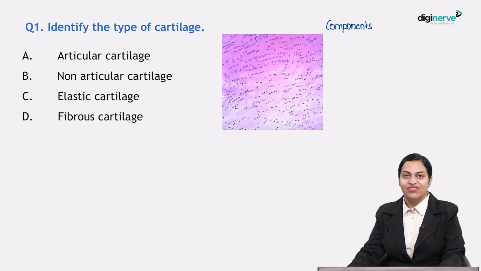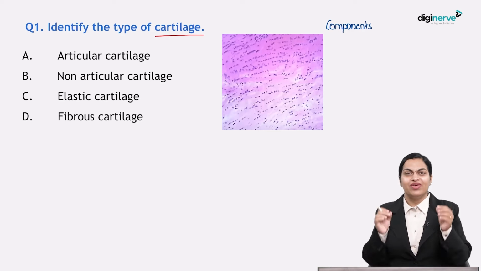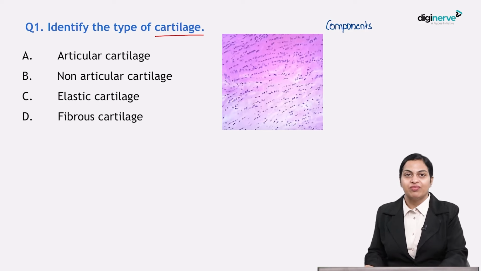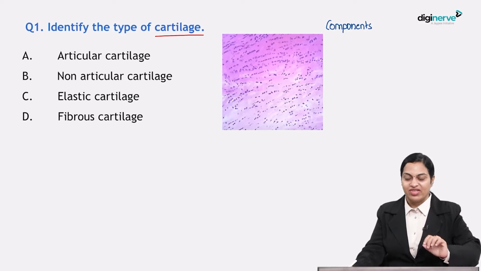In this session, we are going to discuss previous year questions from NEET PG 2022. Shall we start? Let's start with the first question. Identify the type of cartilage. Cartilage as such is a very high yield topic. Frequently, we get questions from this in your competitive examination. So, before answering it, let's move on to a brief discussion.